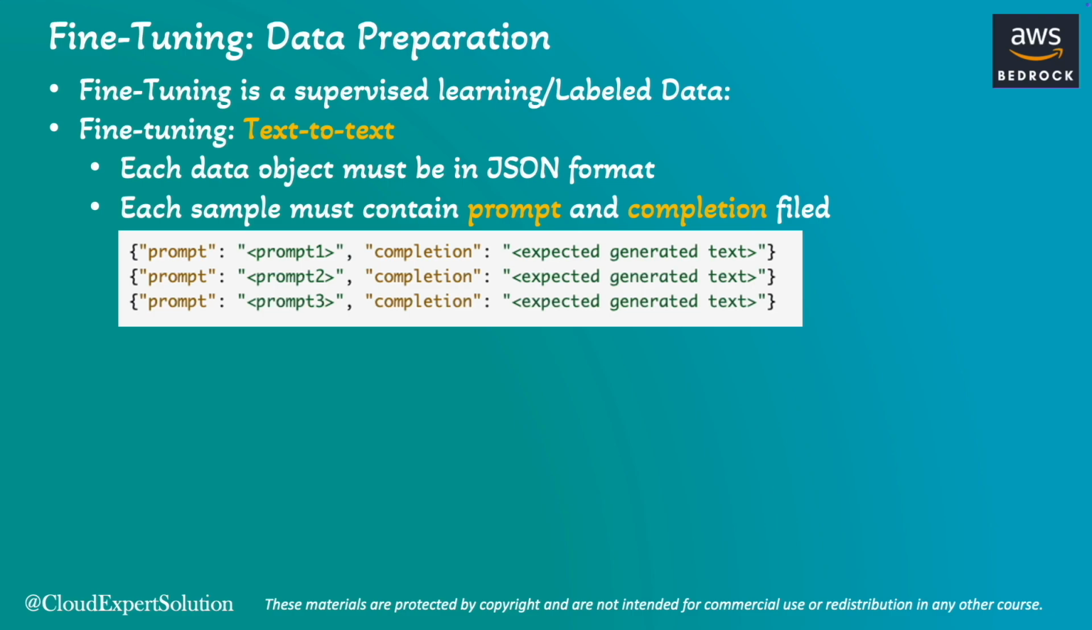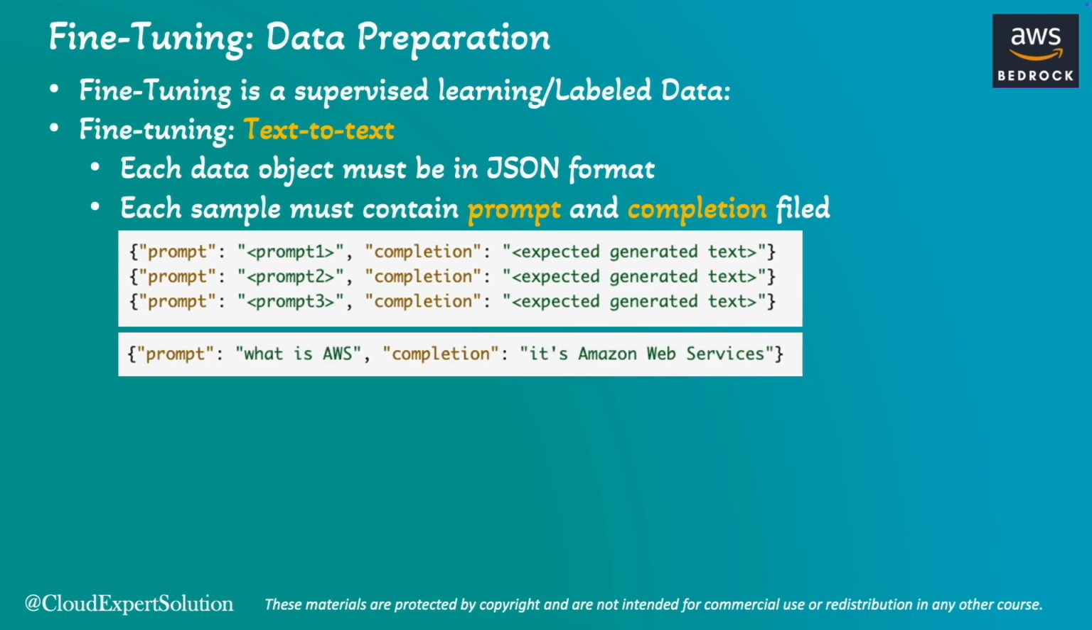You can see for each JSON, there are two components. One is the prompt, the value of the prompt, and then the completion, the expected generated text that the model should generate. And here is an example prompt and response. Since this is labeled data, I provide what the prompt is and what the corresponding answer for that prompt could be. As an example, if you put "what is AWS" as the prompt, then the completion could be "it's Amazon Web Services." So here you are not only setting the tone, you are giving an example of how the response should be generated.